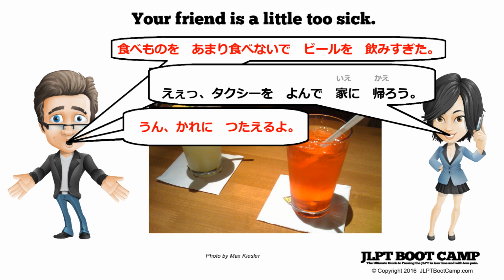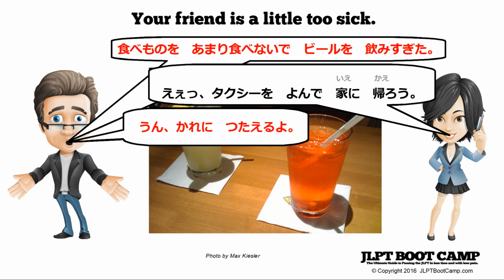O is the object marking particle. Yonde is the te form of yobu, which is to call a taxi. And then ie is home. Ni is the particle to or toward something. And then kaeru is to return. So, return home. So altogether, she's going to call a taxi and return. She's saying, let's return home.